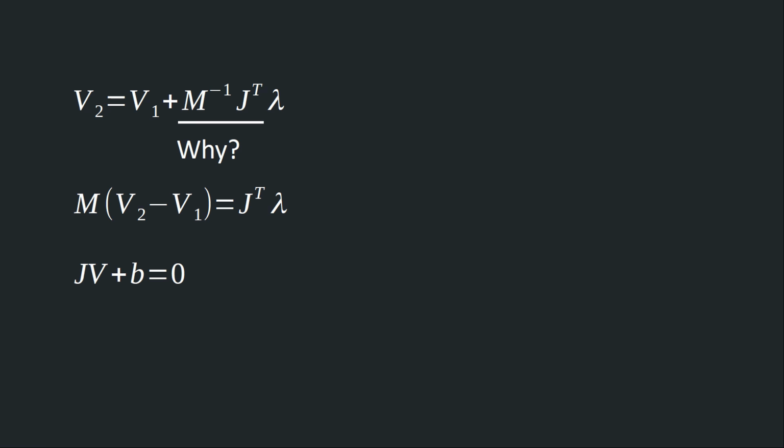Let's come back to Jv plus b equal to 0. If v is a 3D vector, this equation is a linear combination of the three components in the velocity vector plus a scalar, which is a bias term, equal to 0. This can be expanded into this form: ax plus by plus cz plus d equals 0. And this is a plane equation.